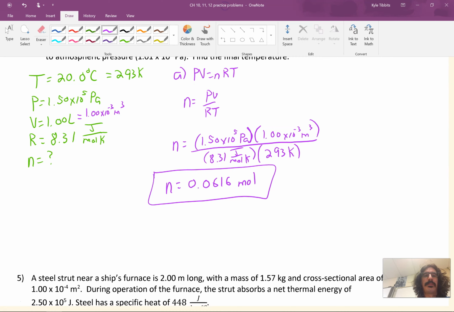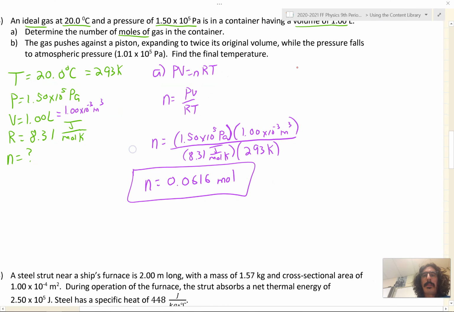Part B. The gas pushes against a piston, expanding it to twice its original volume, while the pressure falls to atmospheric pressure, 1.01 times 10 to the 5th pascals. Find the final temperature.